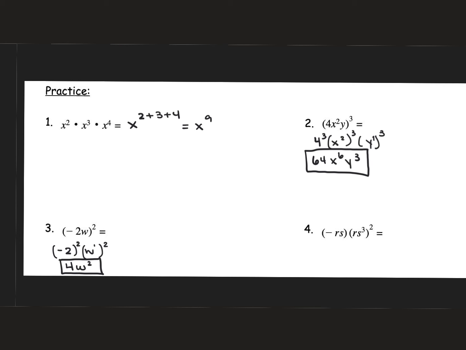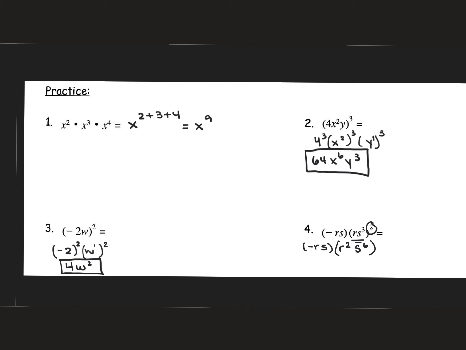All right. So number 4, we have some pieces going on here. So we have negative r times s being multiplied by rs cubed, all raised to the power of 2. So the first thing I'm going to do is tackle this portion here. My negative rs is going to stay the same. Here, everything in my parentheses is being raised to the power of 2. So r has an exponent of 1. 2 times 1 gives me 2, so I have r squared. And then s raised to the power of 3. 3 times 2 gives me 6. So I have s to the power of 6.